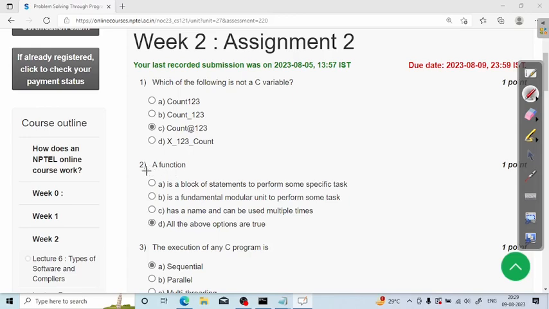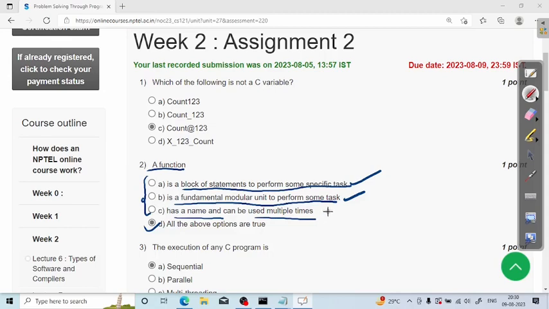The second question says: a function. What is a function? We have three options, and if you look at all three answers, all of them are correct. So we are choosing the fourth option, because a function is actually a block of statements to perform some specific task. It is also a fundamental modular unit, and it also has a name and can be used multiple times. So all three statements are correct regarding the definition of a function. So we have chosen the fourth answer, that is, all of the above options are true.